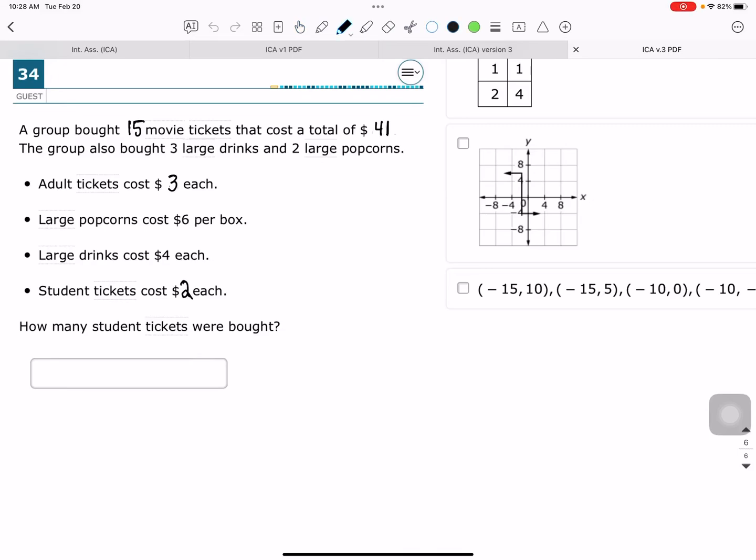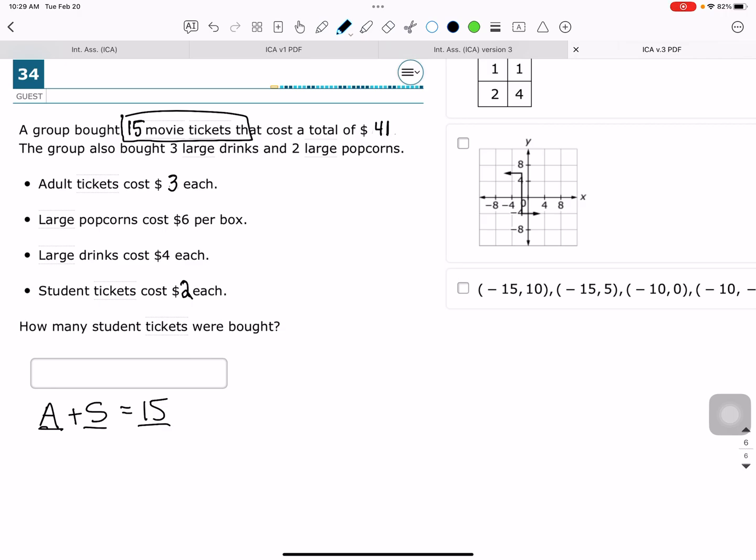Okay, here we go. Starting from the back and working forward. Let's see. 15 movie tickets were bought, and there were adults and students. If you add up the adults plus the number of students that went, we know 15 people went. So we have one equation: all the adults and all the students add up to 15 people.